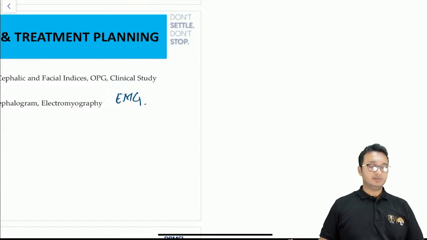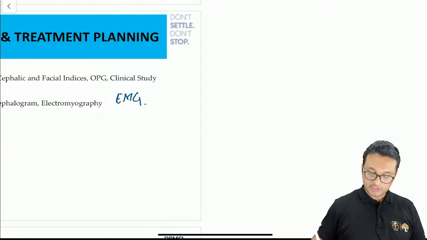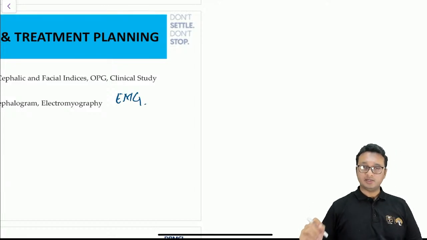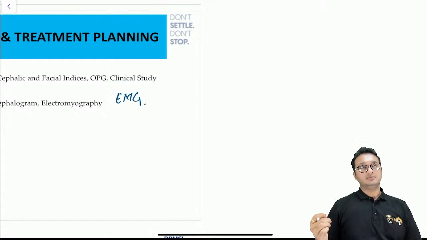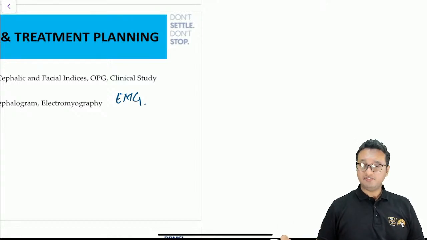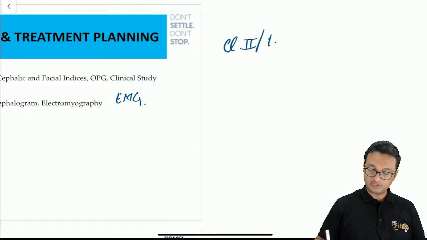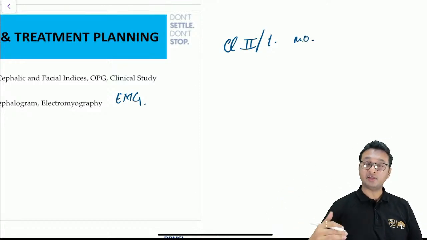Now particularly for electromyography, I have encountered one particular question. Let me remember, what was that exactly? Alright, the question was, which particular malocclusion... class 2 division 1 malocclusion shows high electromyography activity of which particular muscle?